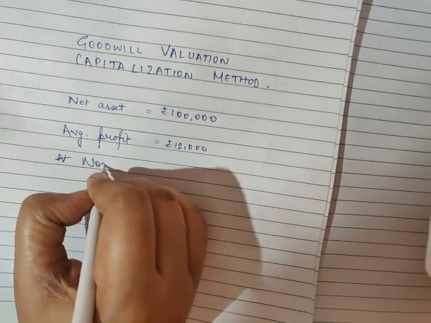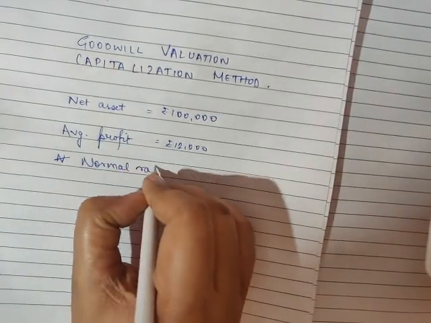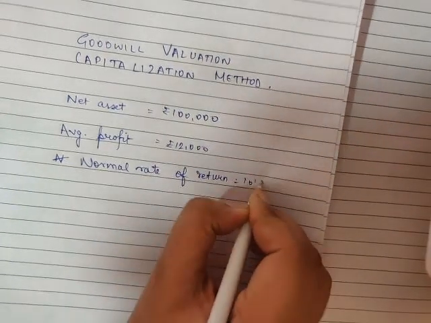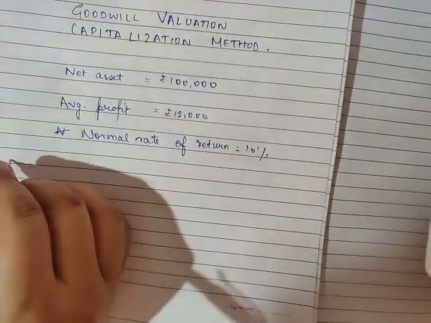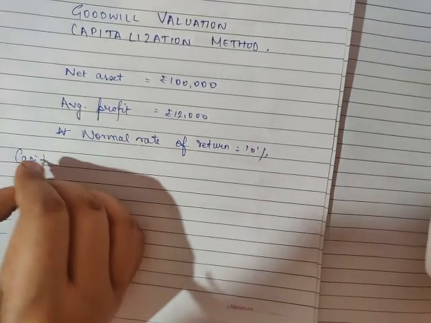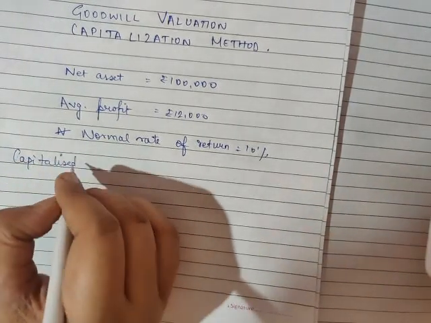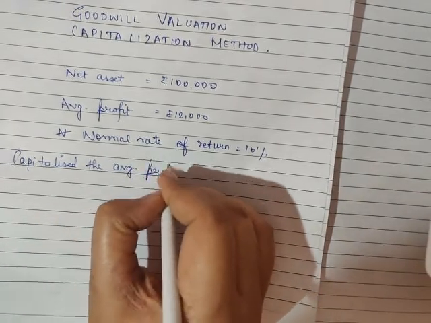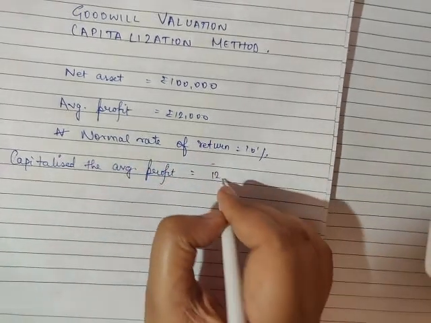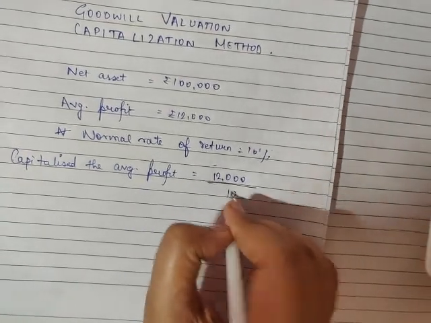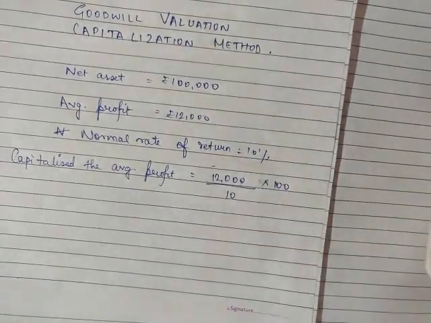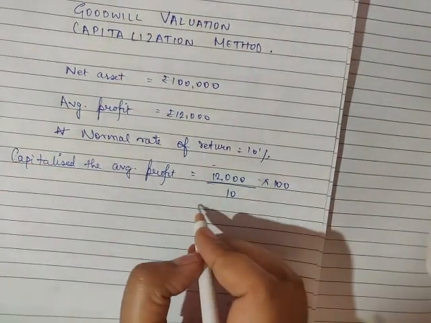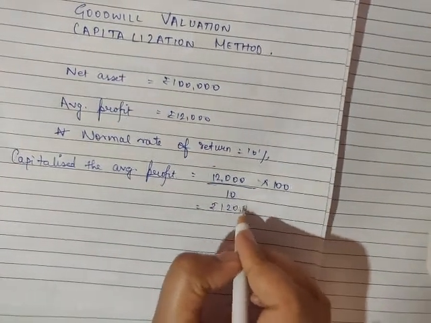The normal rate of return is, say, 10%. So first we capitalize the average profit, 12,000 by 10 into 100. So the average profit into 100 by the normal rate of return, which gives us 1,20,000 rupees.